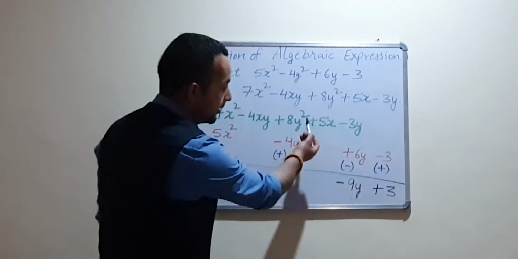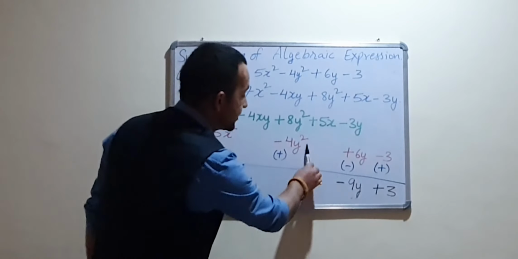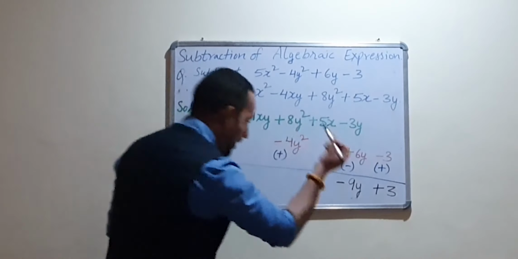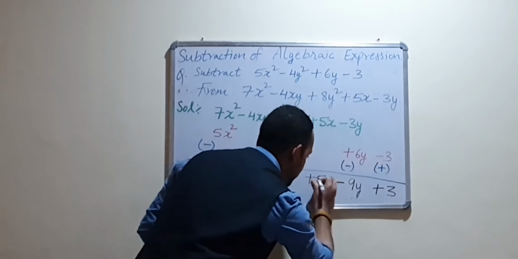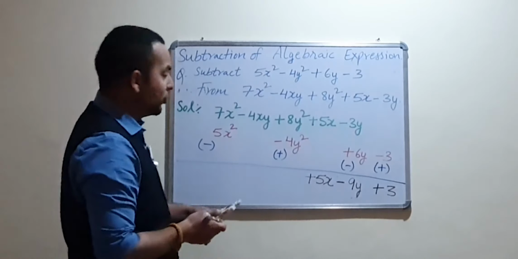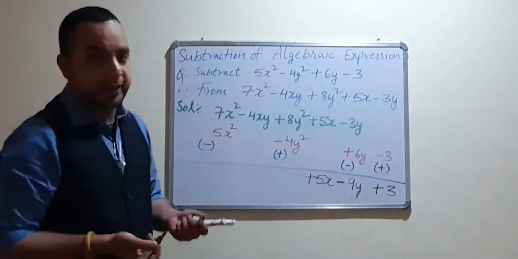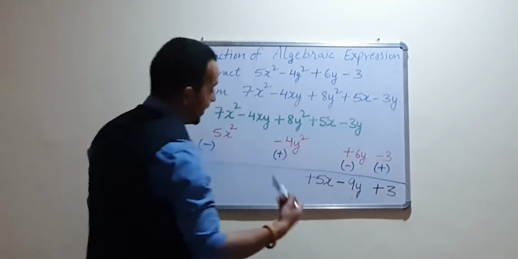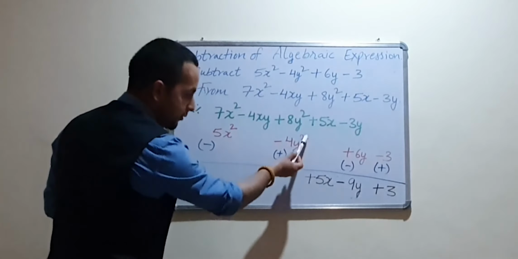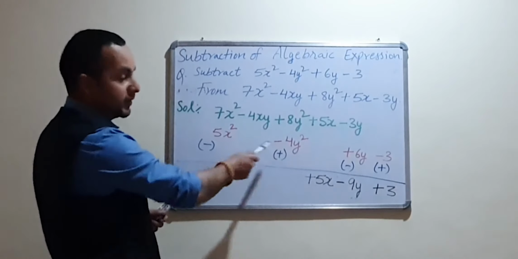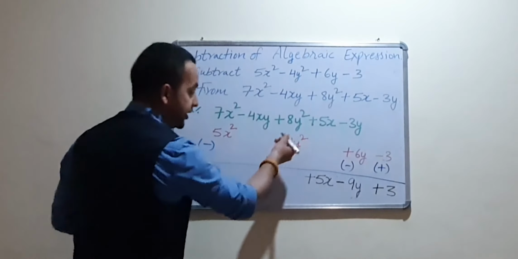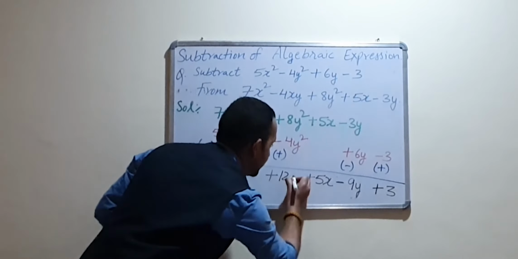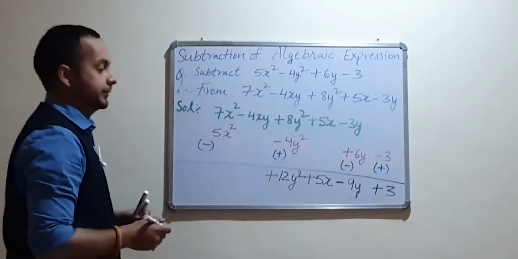Now 5x. In the second expression, there is no x, right? So 5x as it is, and it is a positive 5x. Why? Because there is no sign change, as there is no x term in the second expression. That's why 5x as it is. And negative 4y square changes sign to positive, so it will become 8 plus 4, 12. So plus 12y square.